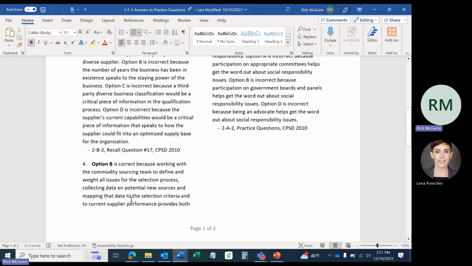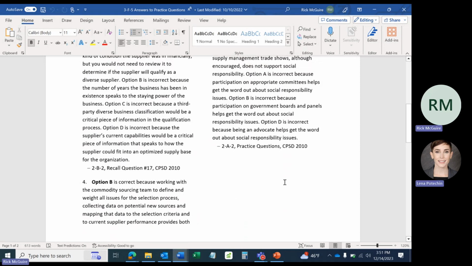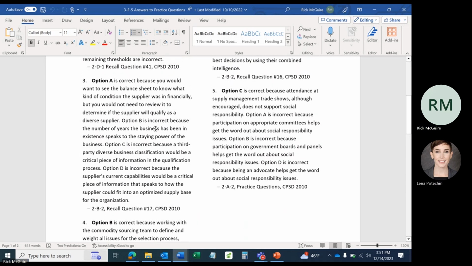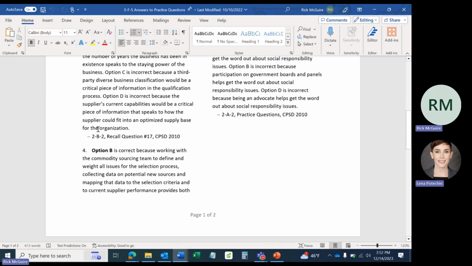4 is Bravo, working with commodity source. Sorry, that seems odd. 4 or 3? 3, because normally we'd want to know, is the company going to go under? But the whole deal is, if you're looking for diverse suppliers, don't look at their financials because they're all terrible. Oh, it's interesting. Okay, 4th B, got it.